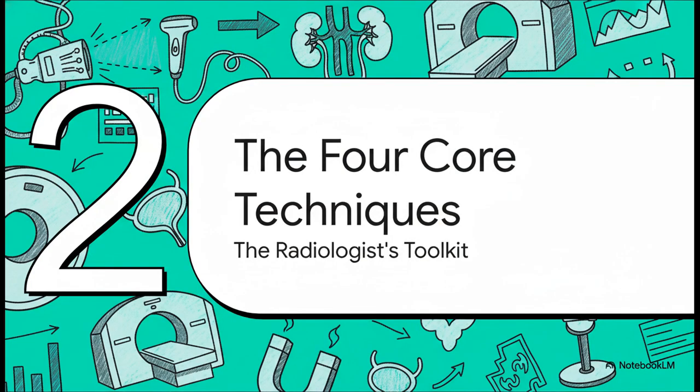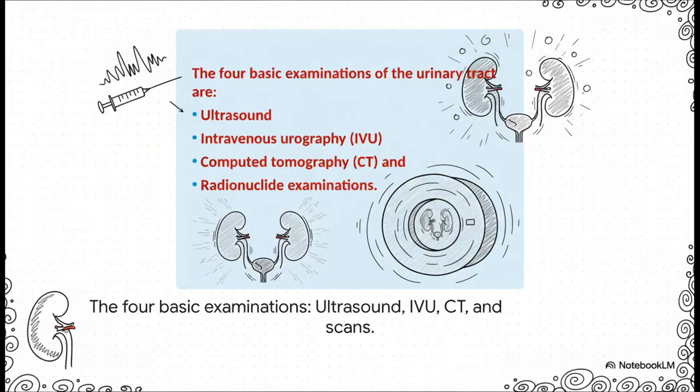Okay, so how do they actually do it? Let's open up that toolkit we talked about and take a look at the main instruments of the trade. There are 4 main ways they go about this. You've got ultrasound, which, as you probably know, uses sound waves. Then there's something called intravenous urography, or IVU for short. Next up, one you've definitely heard of, computed tomography, the CT scan. And finally, you have radionuclide scans, which are really more focused on function than on the actual form.